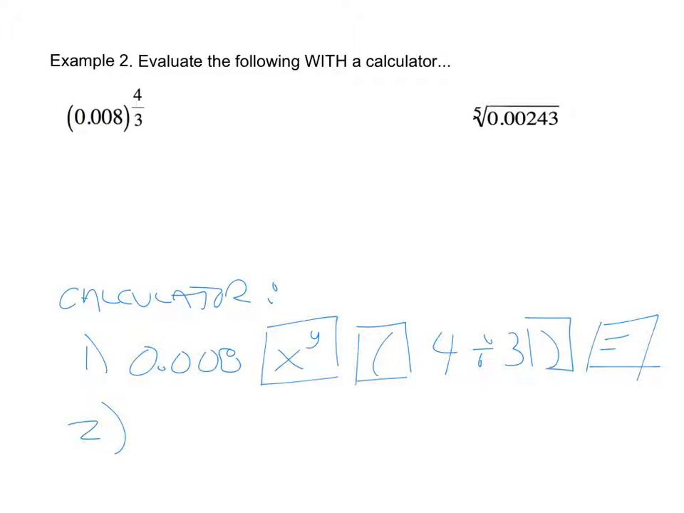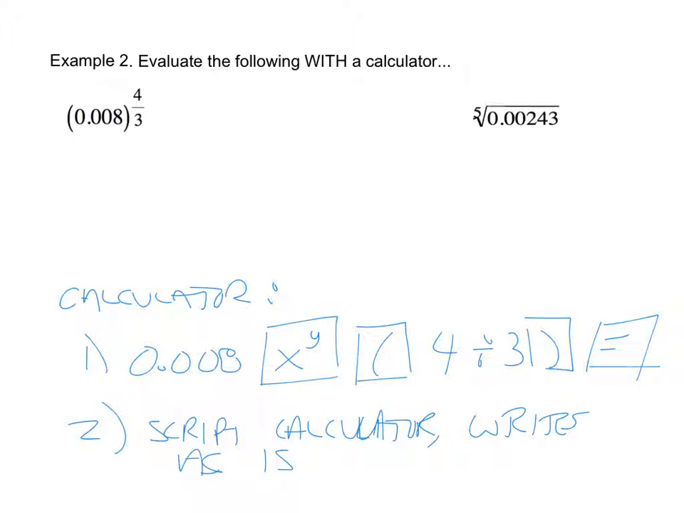Calculator type 2 is if you have a script calculator. If it's a script calculator, you just write it as is. So with the script calculator, you write it as is.